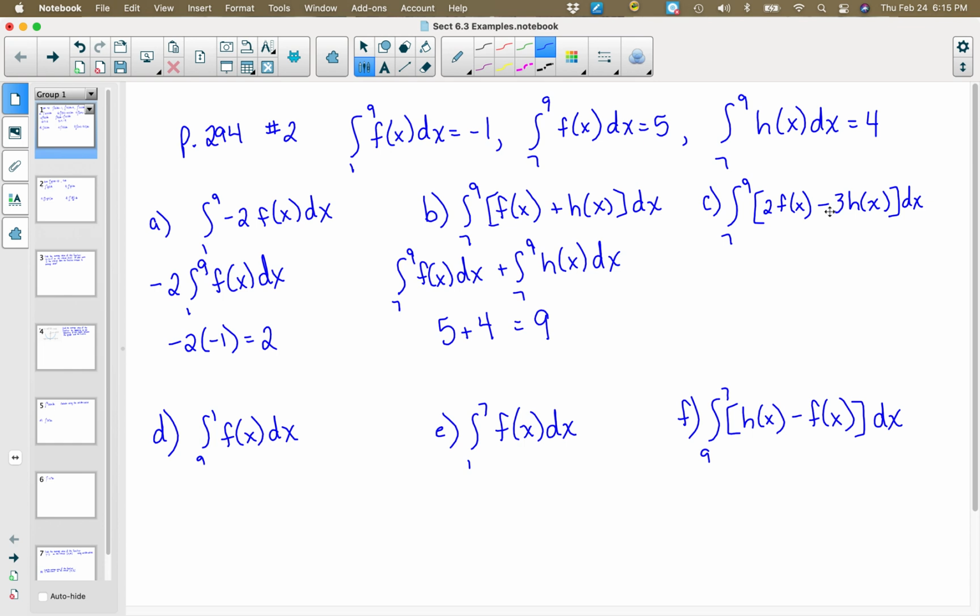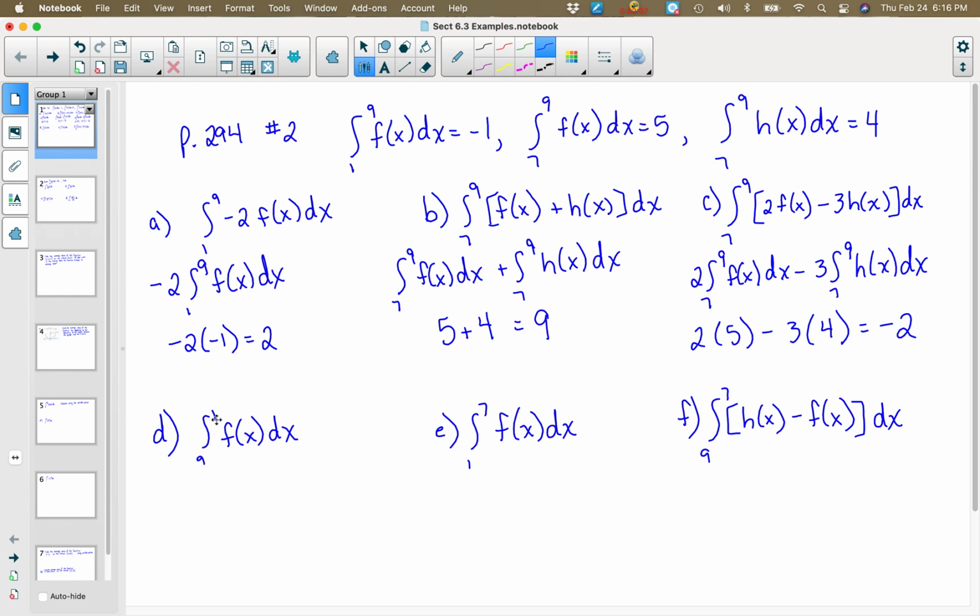Then for part C, I'm going to actually use two different rules. I am going to split these apart because it is subtraction, and integrals can be subtracted, but I'm also going to pull out the constant. So I'm doing both rules. So we end up with 2 times the integral from 7 to 9 of f of x dx minus 3 times the integral from 7 to 9 of h of x dx. And then we just will substitute those values. So the integral from 7 to 9 of f is 5, and the integral from 7 to 9 of h of x is 4. So we get 10 minus 12, or -2.